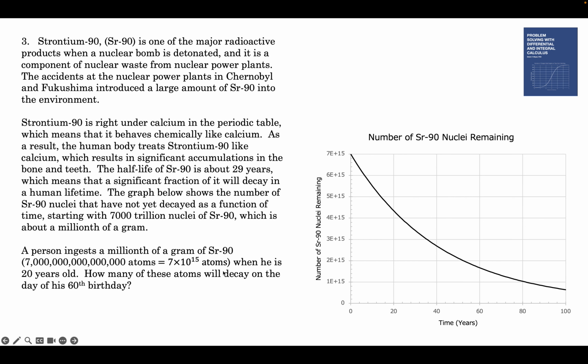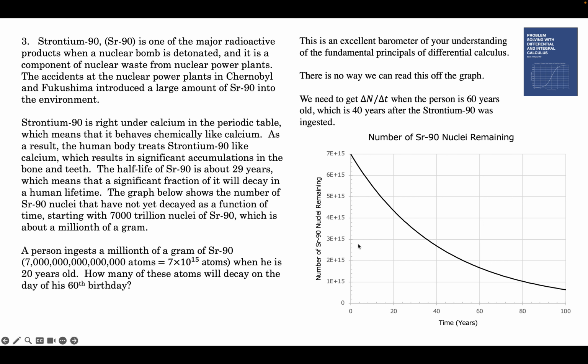How many of these atoms will decay on the day of his 60th birthday, which is 40 years later? Nice problem. There's no way you can read it off the graph. There's no way you can go 40 years. Let me go over one day and see how much it drops. Right? We need to get delta N over delta T when the person is 60 years old.